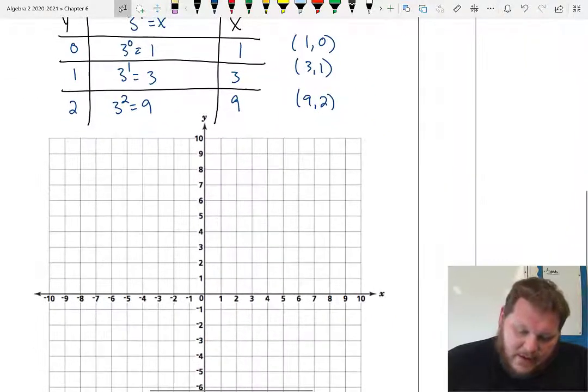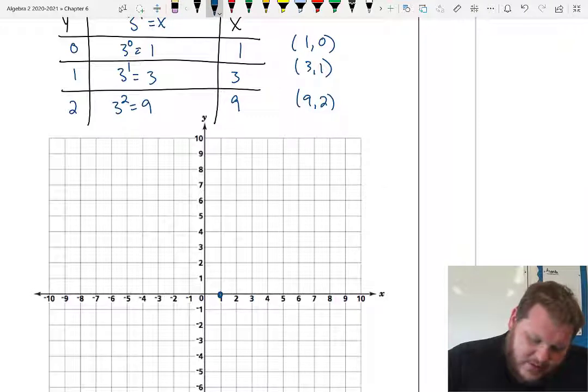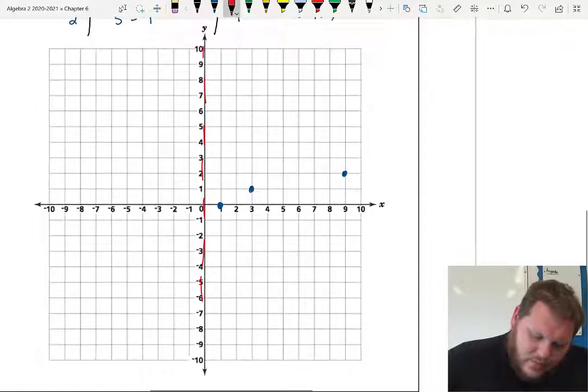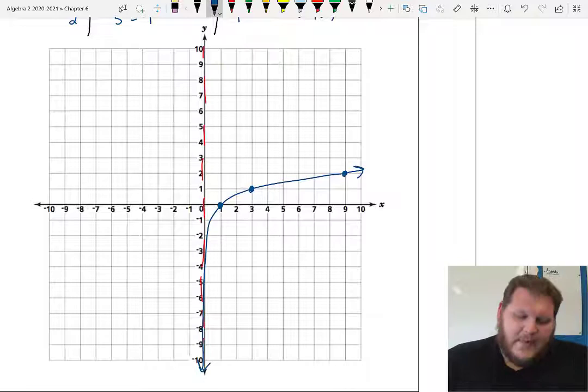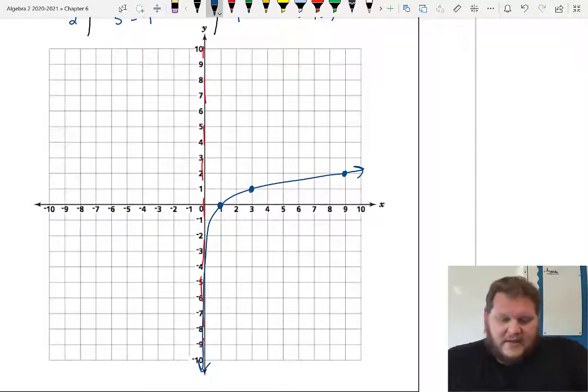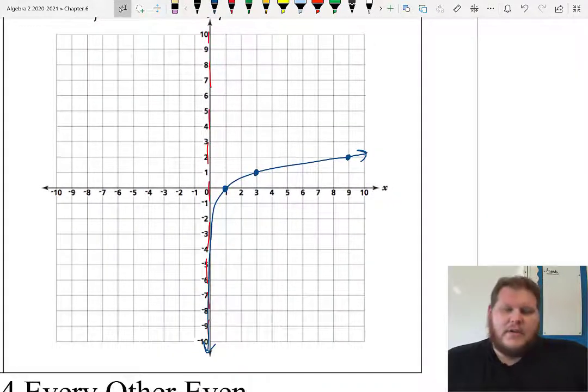So I'll go ahead down here to my graph paper. 1, 0 is right there. 3, 1. 9, positive 2 is right there. I'll go ahead and plot that asymptote. And then again, along the asymptote going up, curves away sharp. Oh, I missed. Let's try this way. Start here and then curve down. That's nicer. I like that better. There we go. So that is log base 3 of x.